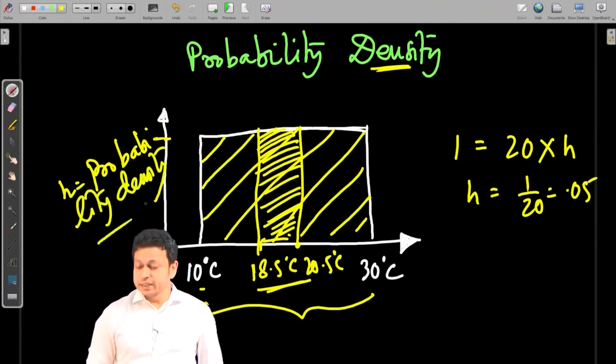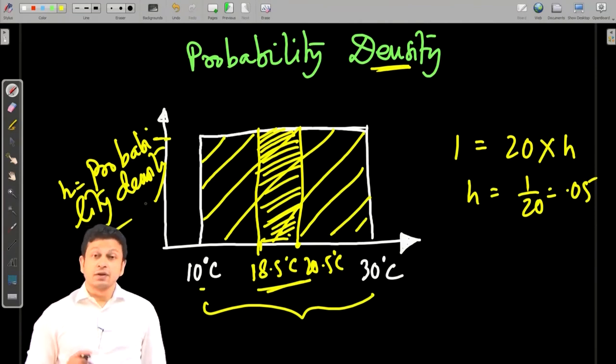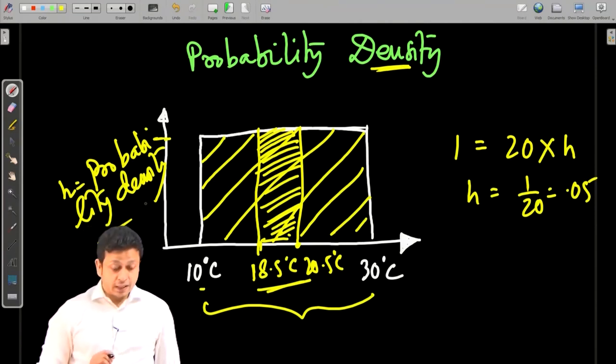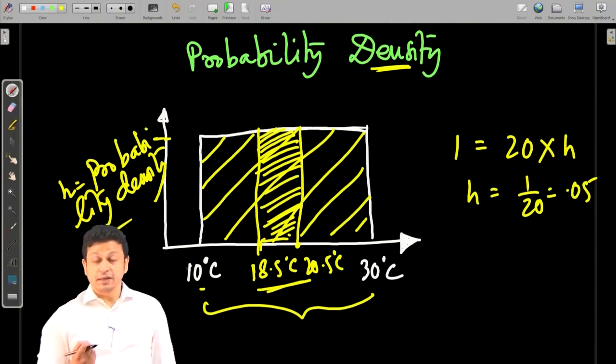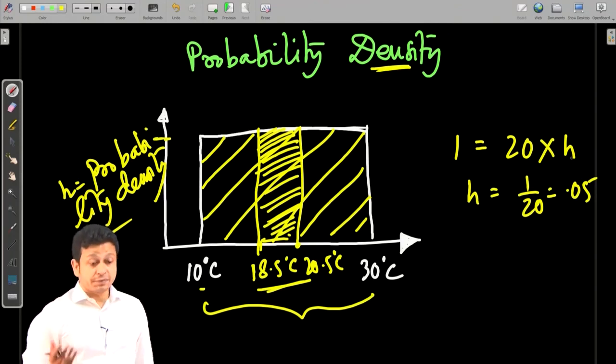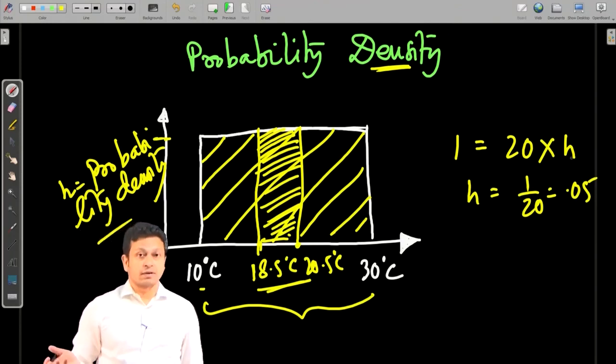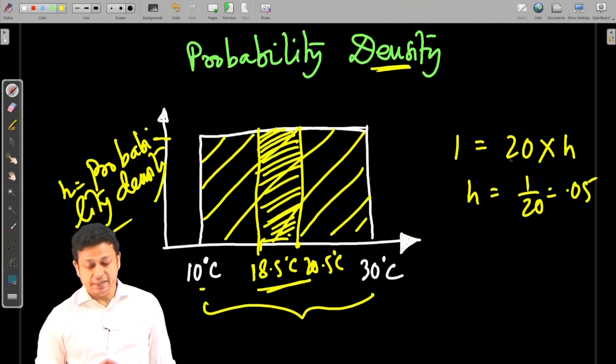Note that probability density, the height, is actually not the same as probability, because depending on the length of your base, the value of the height will change, and you may often have a probability density of more than 1, depending on what value your base has.